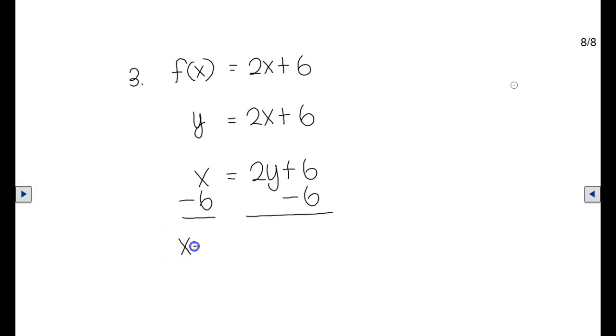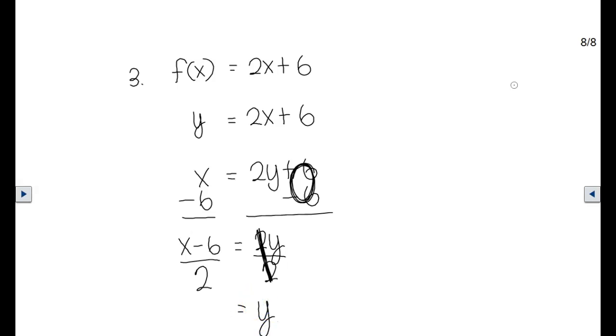That'll give us x minus 6 is equal to 2y. The plus 6 and the minus 6 will zero each other out. I want you to notice that y is still not by itself. We have 2 times y right now, so the next step will be to divide by 2. 2 divided by 2 is 1. So now y is all alone.